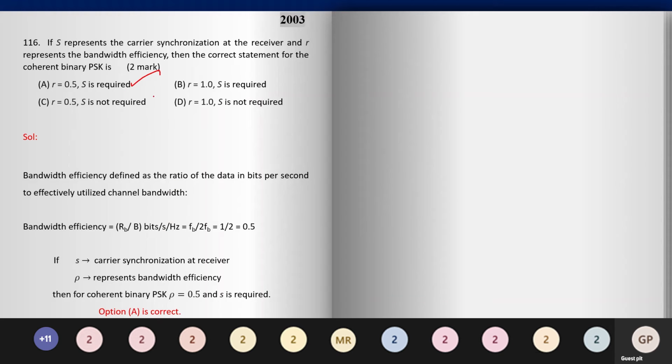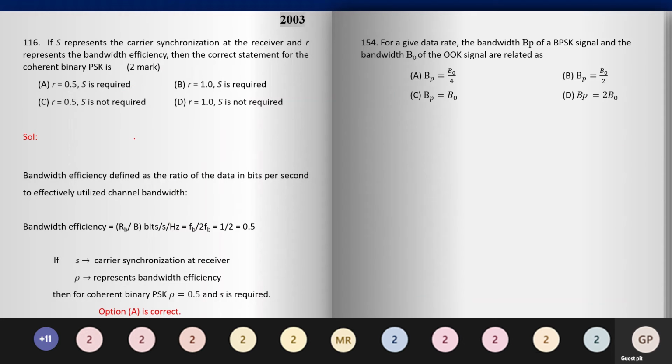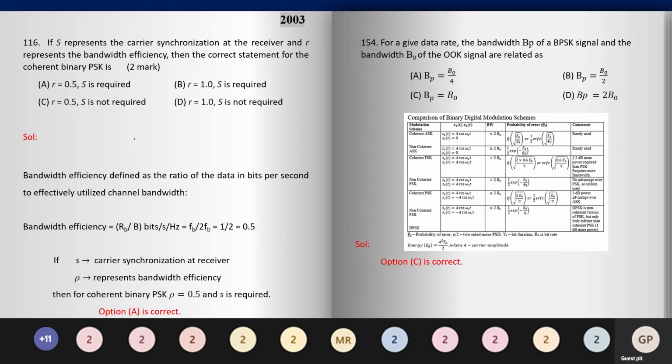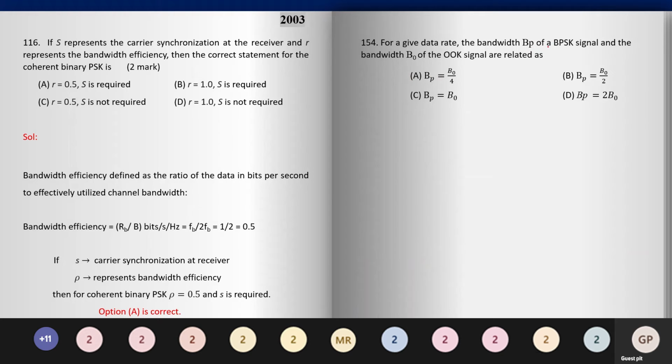Which means option A is the correct answer. And one more problem that was asked in 2003 as well. Okay, so we'll see that question. For a given data, the bandwidth BP of a BPSK signal and the bandwidth BO of an OOK signal. Here it is the only ASK based question, a comparison of BPSK and ASK. They want to know how the bandwidth of BPSK is related to ASK.